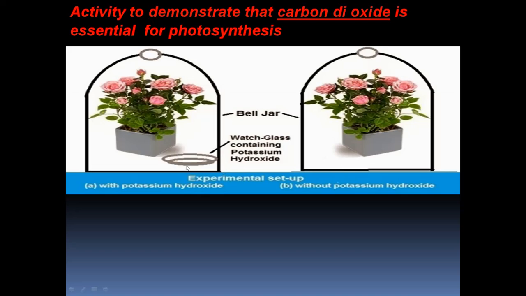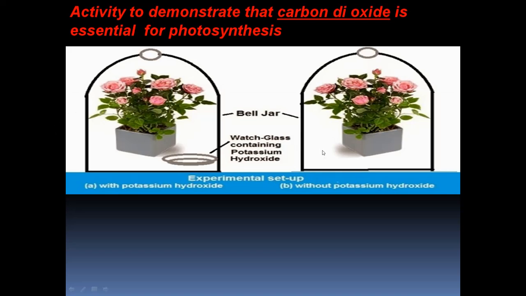Near pot A, we have kept potassium hydroxide, KOH. And near pot B, nothing is kept. Both the pots are covered with a bell jar and it is sealed with Vaseline.